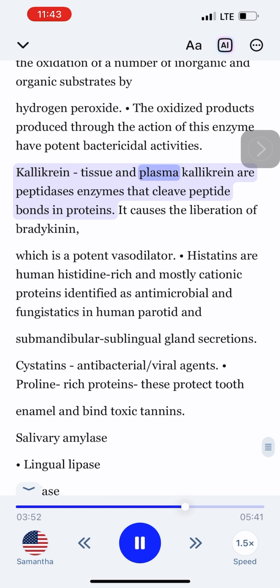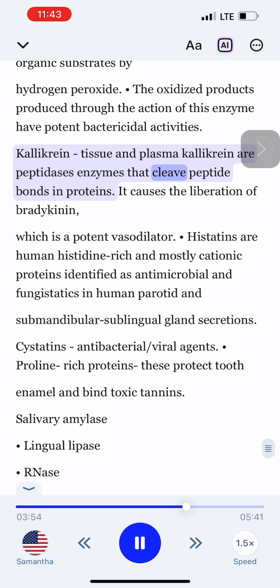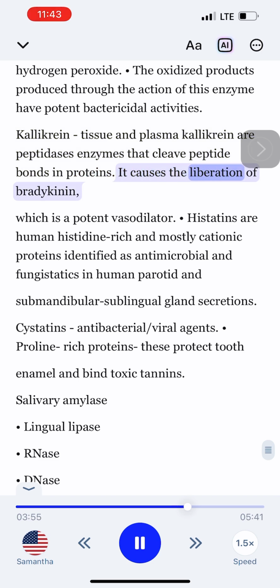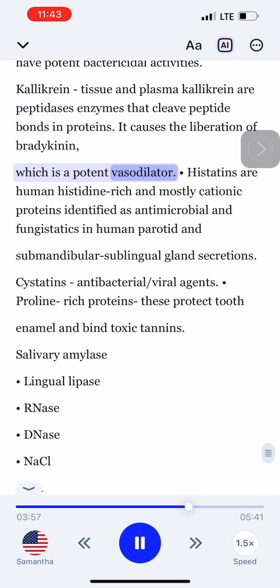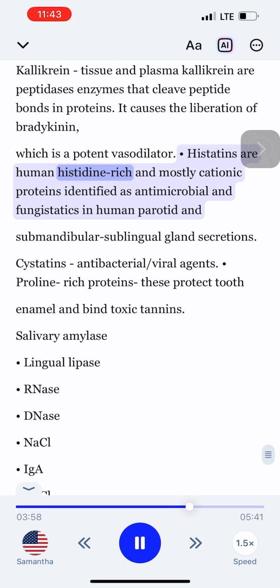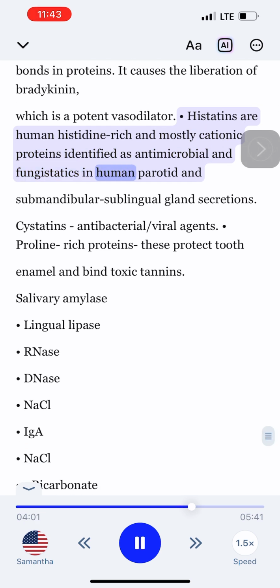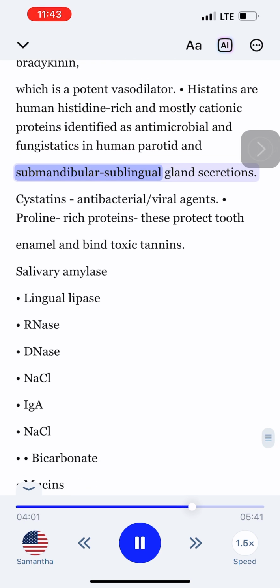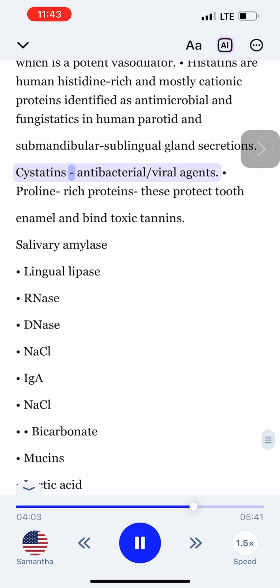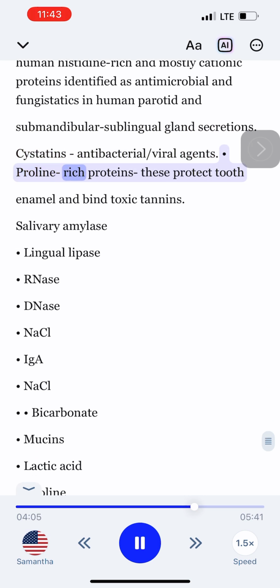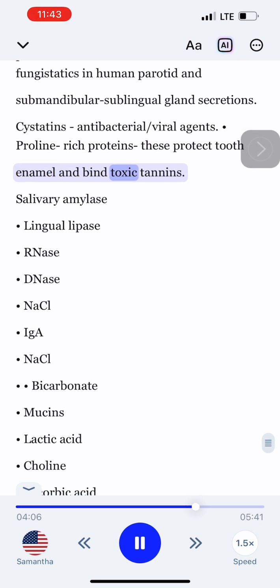Kallikrein. Tissue and plasma kallikrein are peptidases, enzymes that cleave peptide bonds in proteins. It causes the liberation of bradykinin, which is a potent vasodilator. Histatins are human histidine-rich and mostly cationic proteins identified as antimicrobial and fungistatic agents in human parotid, submandibular and sublingual gland secretions. Cystatins, antibacterial and antiviral agents. Proline-rich proteins. These protect tooth enamel and bind toxic tannins.